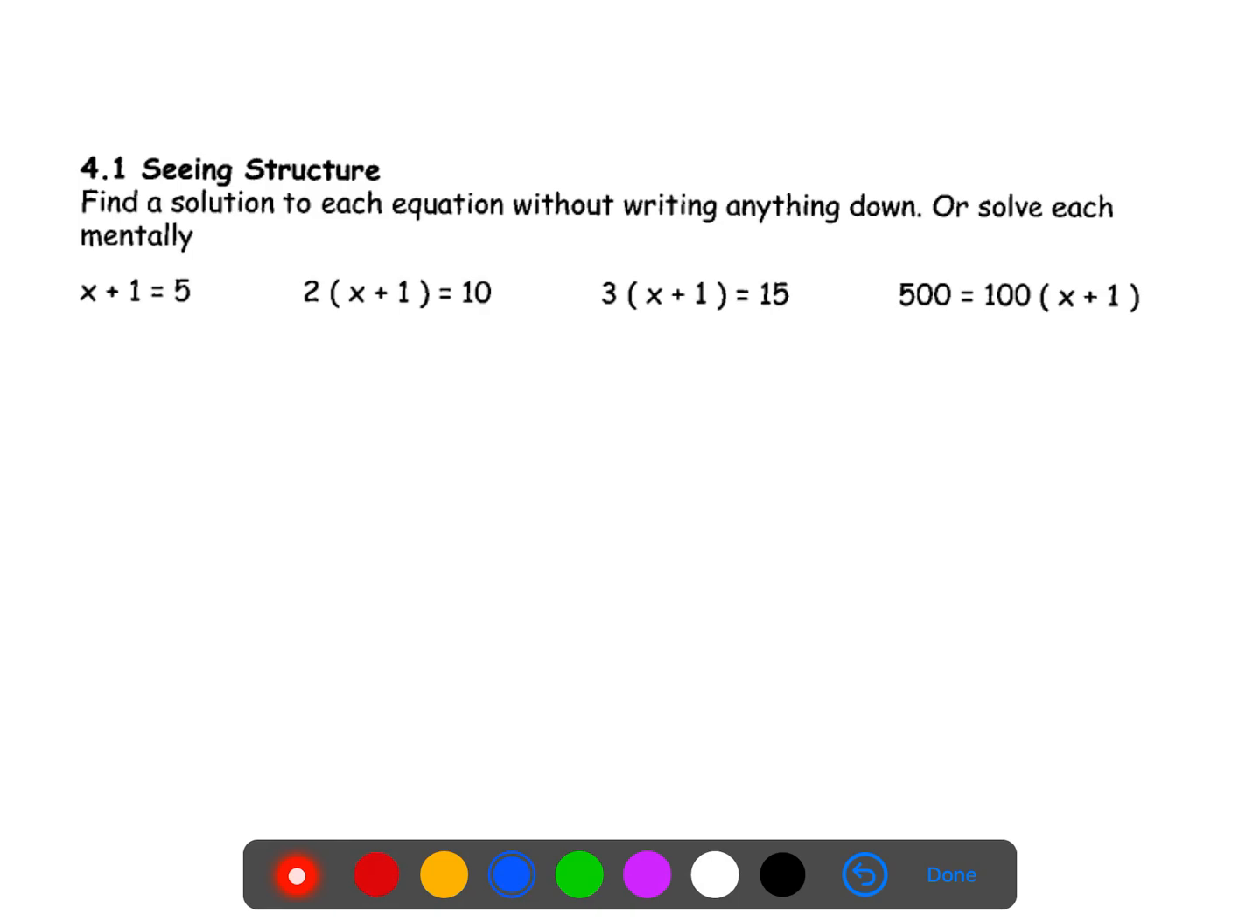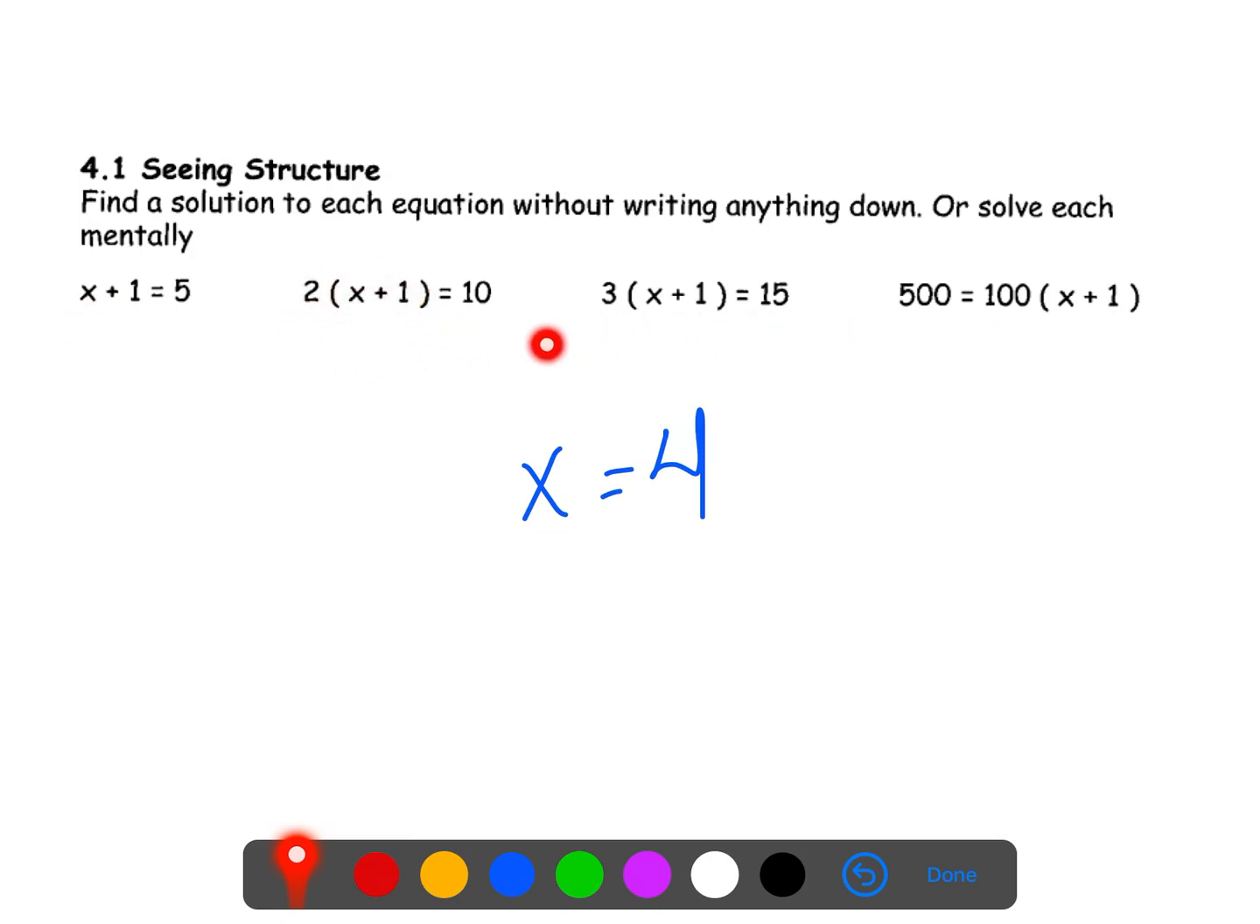Now, hopefully what you found is that all 4 of these equations actually have the same solution. X equals 4. And starting with kind of the easiest one here, it's pretty easy to see that if we need to put in a value for this missing amount, x, we increase it by 1 to get 5, then we need to just decrease by 1 to get x. And kind of the same happens for a lot of these.